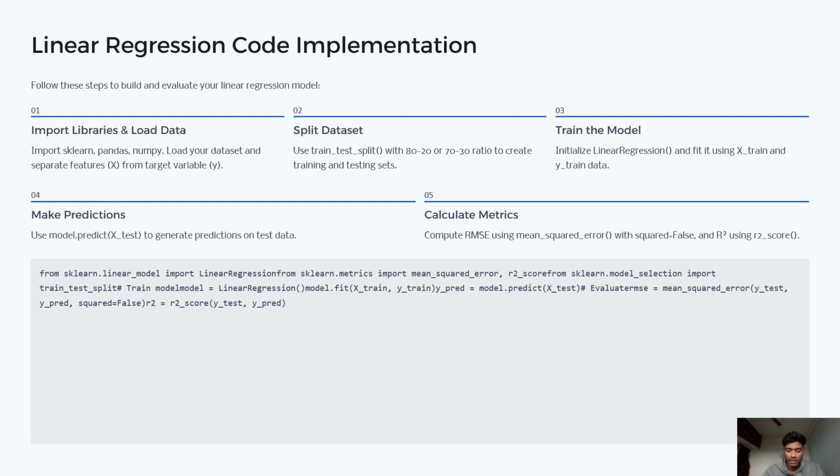So let's discuss the code implementation now. Here's the basic workflow we followed. Import libraries and load the data set. We separated features X and target variable Y. Split the data set into training and test sets. Train the model using the LinearRegression fit function, and make predictions on test data. Now calculate RMSE and R-squared using scikit-learn functions. This gives us a clear idea of how well the model is performing.